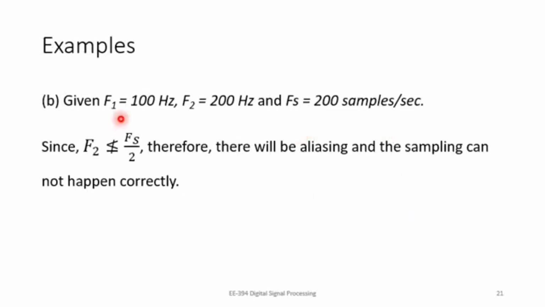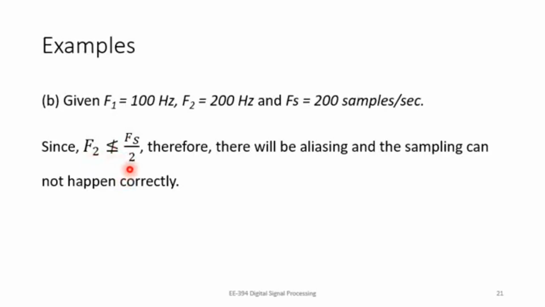Part B was that if f1 is 100 Hz and f2 is 200 Hz, and now we know fs as 200 samples per second, will the system work properly? So this is a very simple scenario. We see that the maximum frequency in the signal is 200 Hz, and we know that the maximum frequency has to be less than or equal to fs/2.